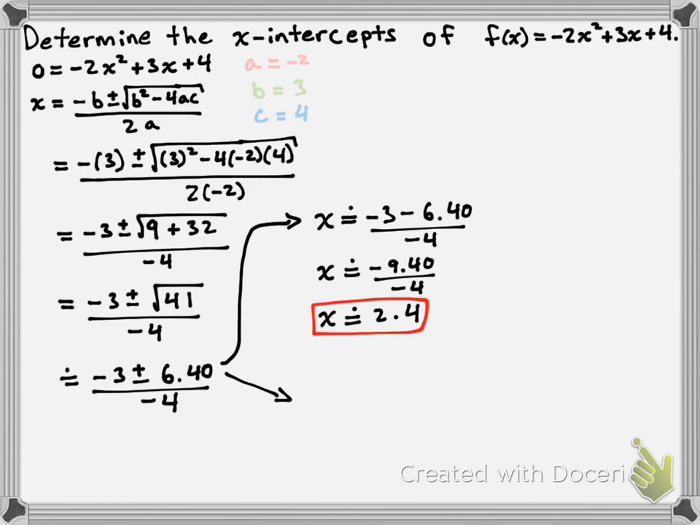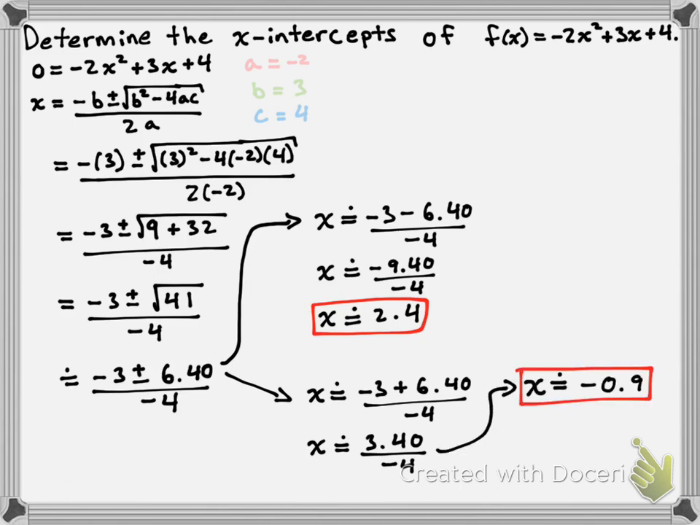Next, we're going to take the plus, and that's going to give us x is approximately equal to -3 plus 6.40 divided by -4. Adding the 2 terms in the top together, we're going to get positive 3.40, which we're then going to be dividing by -4. All right, so dividing those, we end up getting x is approximately equal to -0.9. So again, these would be the approximate x-intercepts in case maybe we were trying to graph them.